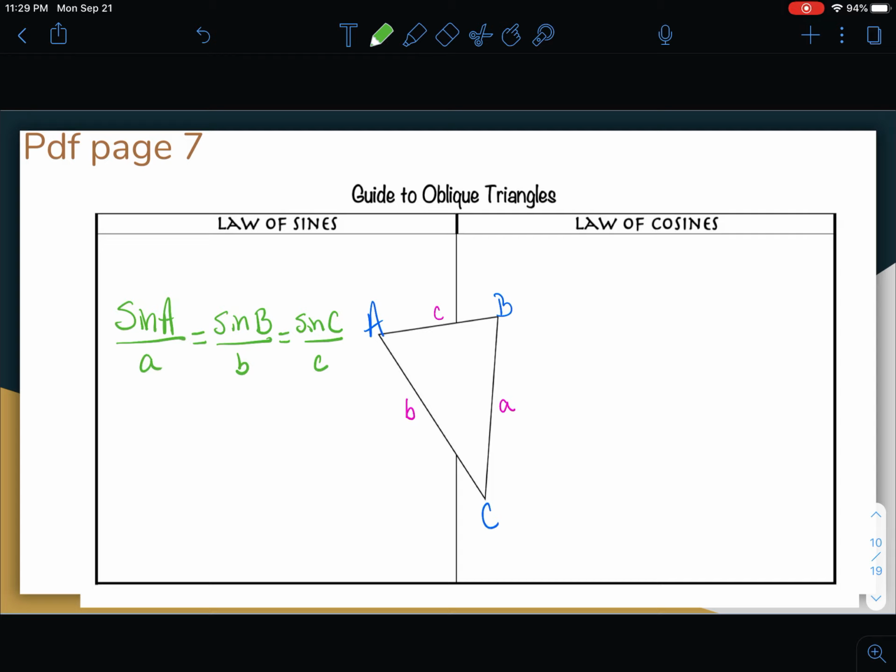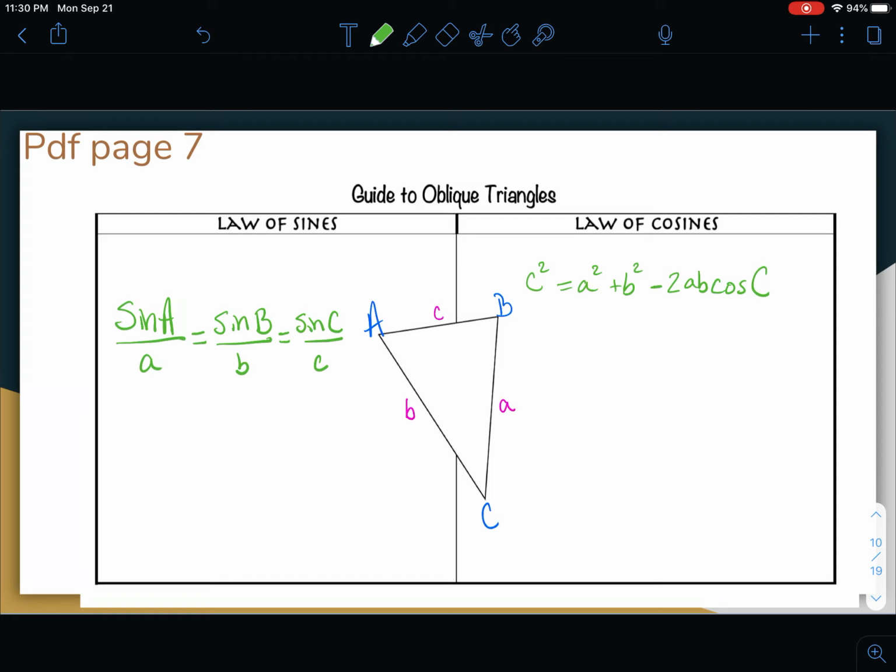Okay, law of cosines. So law of cosines is side C squared equals the sum of the squares of the other two sides, so in this case A squared and B squared, minus 2AB, again those other two sides that I didn't square in the beginning, and then cosine of angle C.